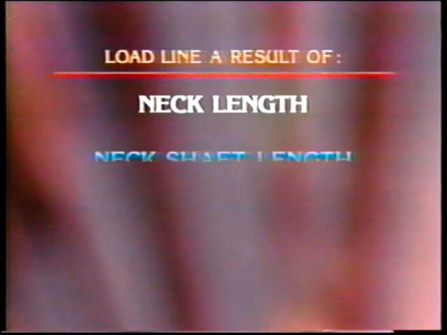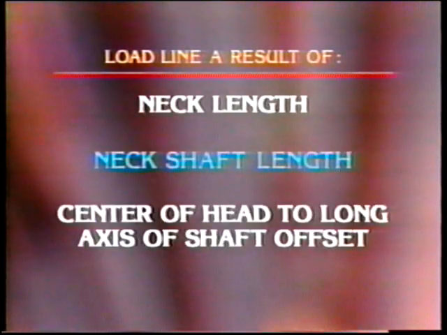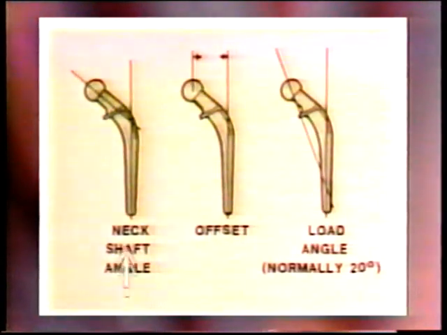The load line is a function of neck length, neck shaft angle, and the center of head to long axis of the shaft. Showing this graphically, the neck shaft angle is important to preserve the abductor moment. The offset is important, and the load angle, again, the load line. All of this is preserving this load line of about 20 degrees, which in effect then preserves the abductor moment arm and thus decreases the forces about the hip.